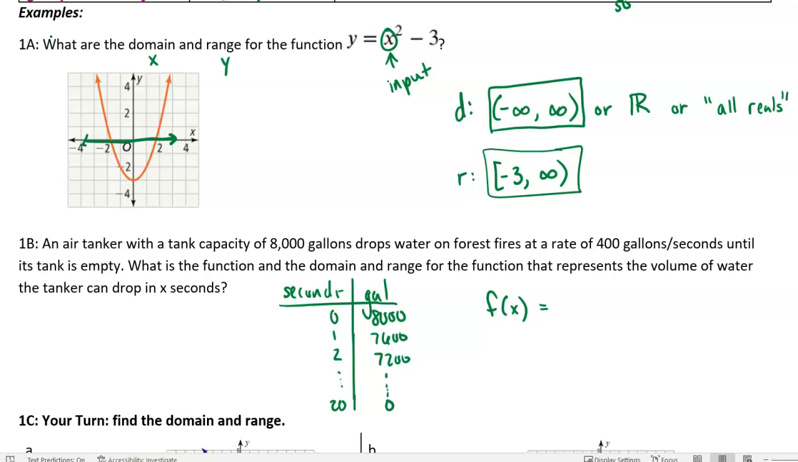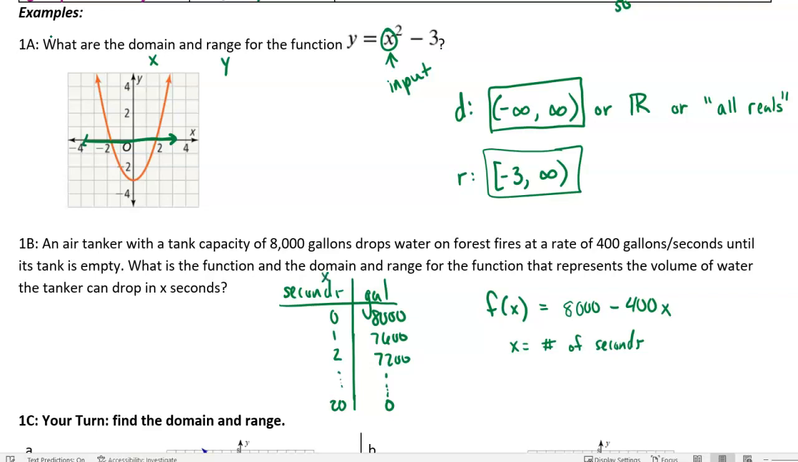So now let's see what was happening. We're starting with 8,000 gallons. And we're losing, so we're subtracting some water, and we're losing 400 gallons every second. So if we use x to represent seconds, this would be our function. So we'd have 8,000 minus 400 times x, or we could say negative 400x plus 8,000. But this makes more sense in the context of the problem.